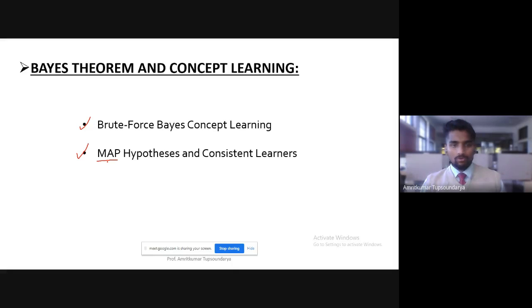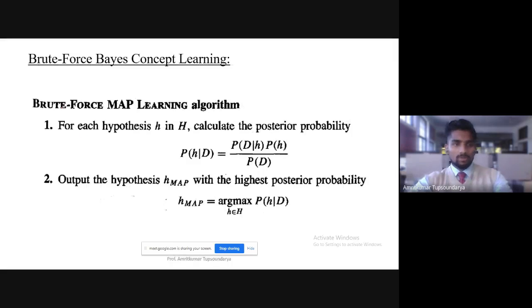Brute force, which I think we have already seen in module 2, is a method we will focus on here as brute force based concept learning, along with maximum a posteriori hypothesis and consistent learners. How can we say that there are different types of learners, and which learners are consistent learners? We will have a look at these, starting with brute force based concept learning.